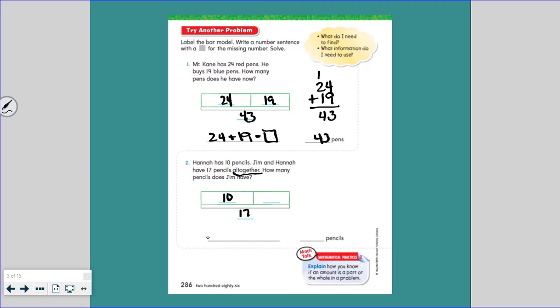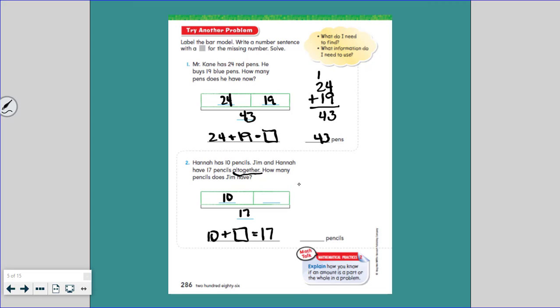So we have Hannah, so we're going to write the number sentence. So we have Hannah's plus Jim's. Do we know how many Jim has? Nope. So gray box. So 10 plus blank equals how many they have all together, which we said they have 17 all together. So we're looking for that missing number. So we're going to count up. So I'm going to write what I'm thinking. Okay? So 10 plus a number equals 17.